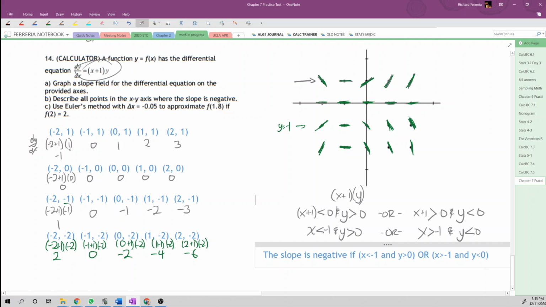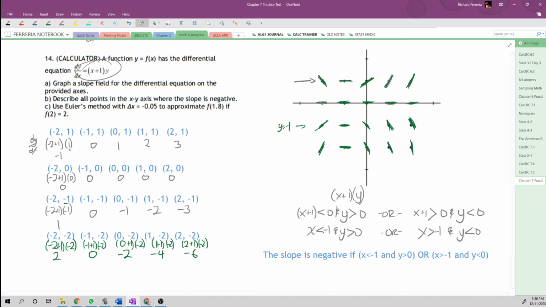Okay, so here's our description. The slope is negative if x is less than negative 1 and y is greater than 0, or if x is greater than negative 1 and y is less than 0. Remember that the logic that comes from is if you have a product of two numbers and the result is going to be negative, one of the factors has to be negative and the other factor has to be positive. So that takes us through letter C.